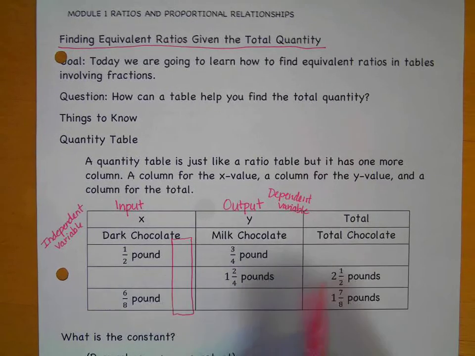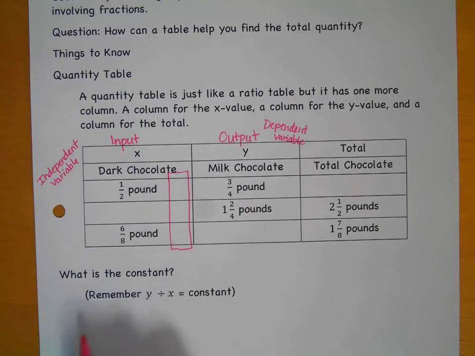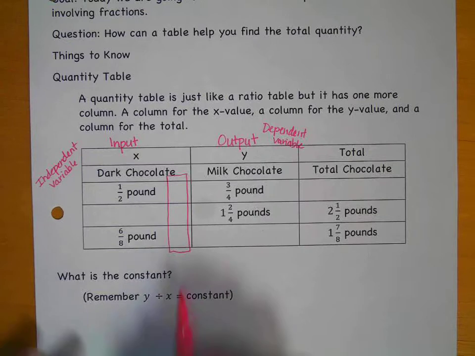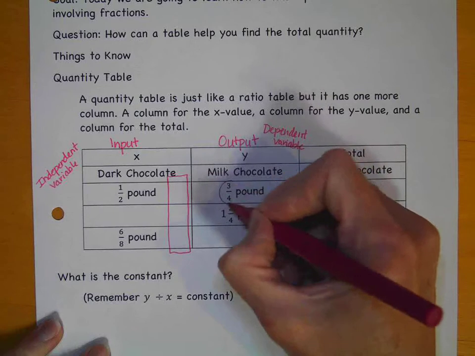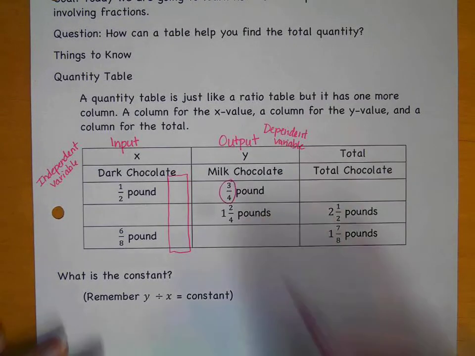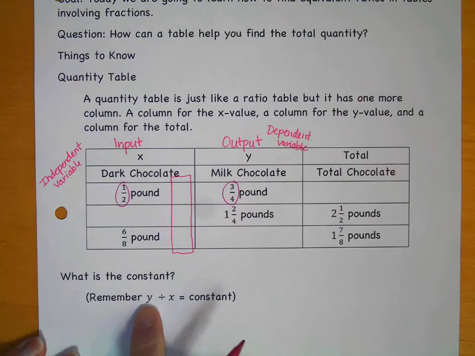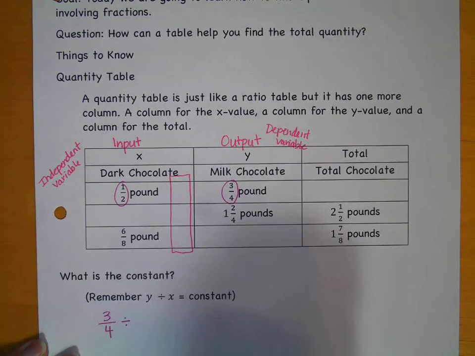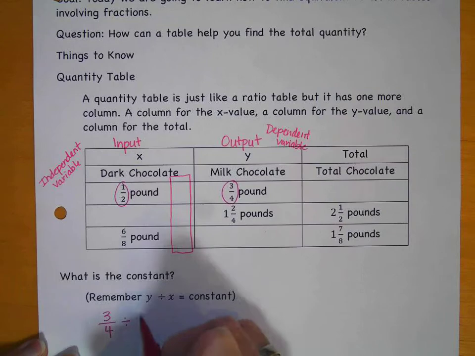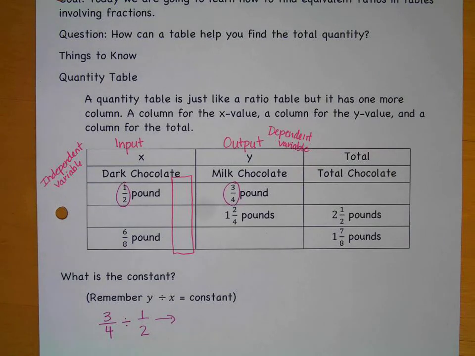So what we're going to remember to do to figure out this table is use what we learned a couple of lessons ago, and that was, in order to find the constant, we always remember we take y divided by x. So the y value in this table right here is 3/4. That's the y. It says y right there. This is 1/2, and it's the x value. So if we remember y divided by x, so y is 3/4 divided by x, and x is 1/2, then we have, just like in our last lesson, a fraction divided by a fraction.